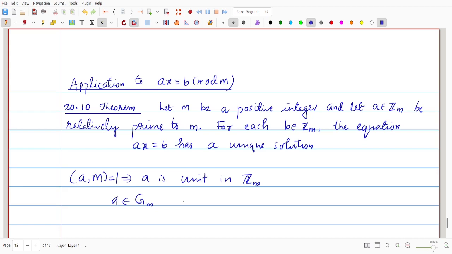That means there exists an element A inverse belonging to Gm such that A multiplication modulo m A inverse is equal to 1. So this is the meaning of this.